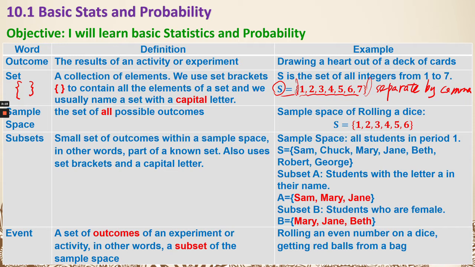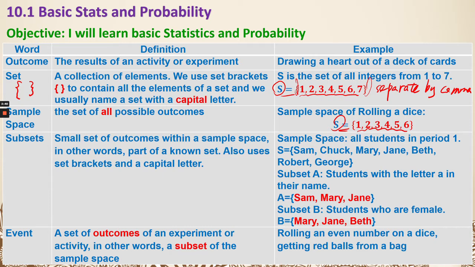Next, sample space. Sample space is the set of all possible outcomes, meaning all the possible results of an experiment that we're doing. So for example, the sample space of rolling a die. Well, S right there, because when we roll a die, we can get 1, 2, 3, 4, 5, 6. So these are all the possible results. We put them in a set, and that is a sample space.